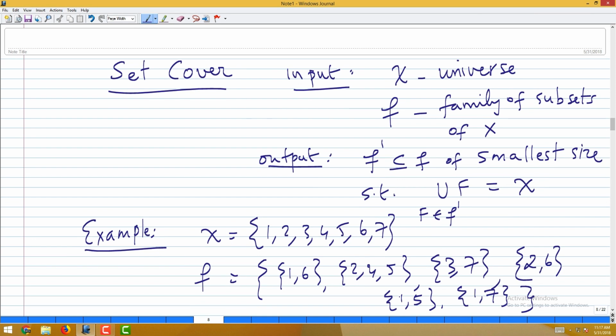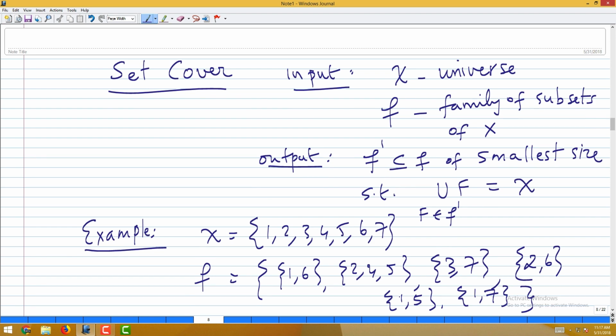And this is a generalization of a lot of problems, including vertex cover. For vertex cover, the universe would be edges and the sets would be the edges incident on any vertex, and you want to pick the smallest number of vertices that cover all edges.